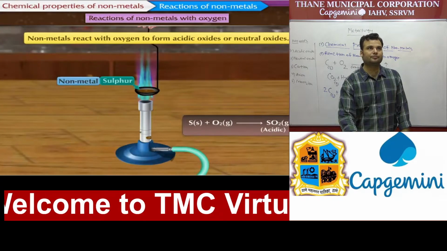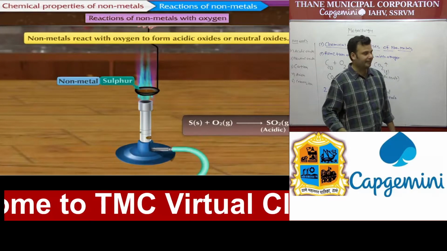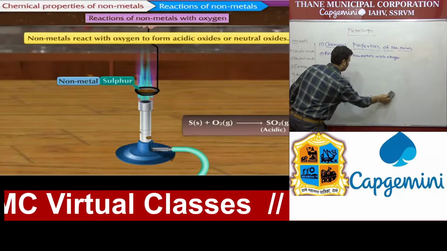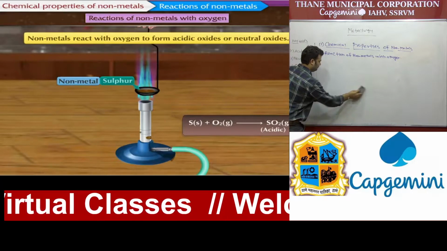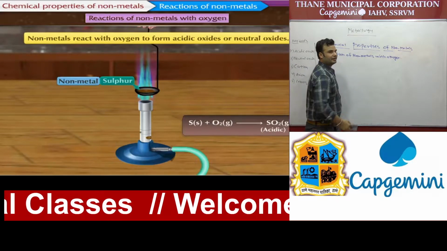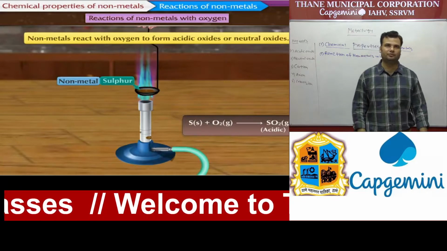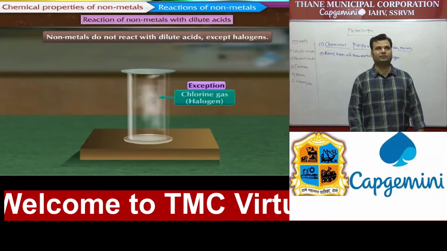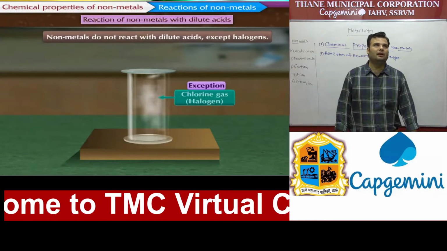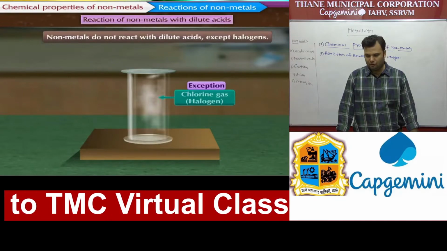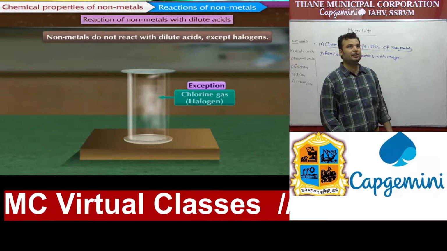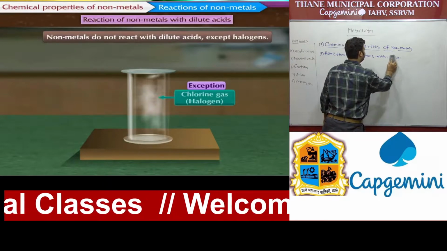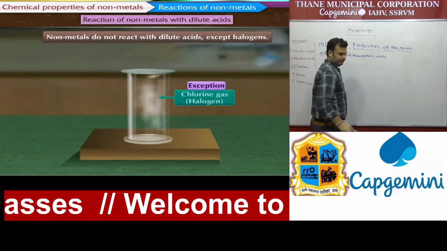Next, another example you can take is sulfur. When sulfur reacts with oxygen, it forms sulfur dioxide, and it is also an acidic oxide. Now the next part is very important. What happens? Reaction of non-metals with dilute acid. So reaction of non-metals with dilute acid, that is very important. So in the next part we have to see the reaction of non-metals with dilute acid.